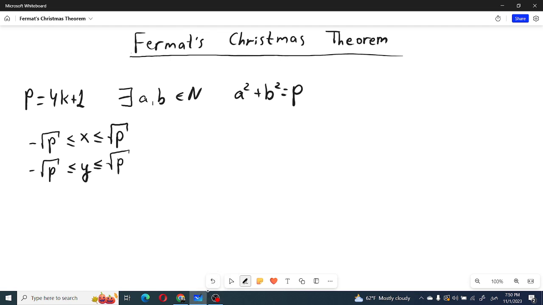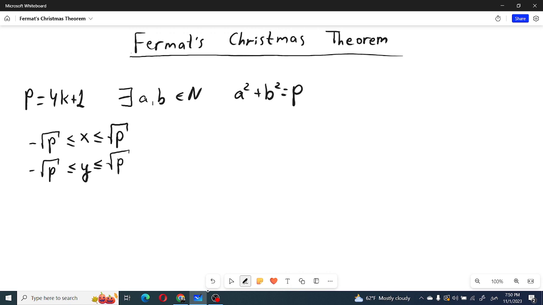Hello, today I want to prove Fermat's Christmas theorem, which tells us that if we are given any prime number p which is of the form 4k plus 1, then we can always find a and b positive integers such that a squared plus b squared will be equal to p.